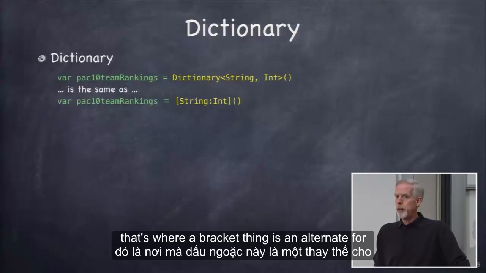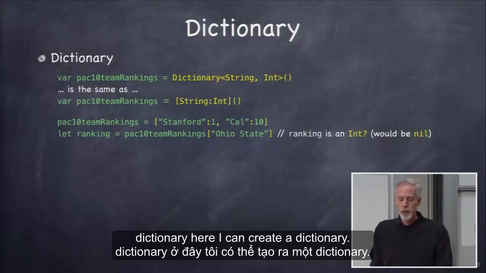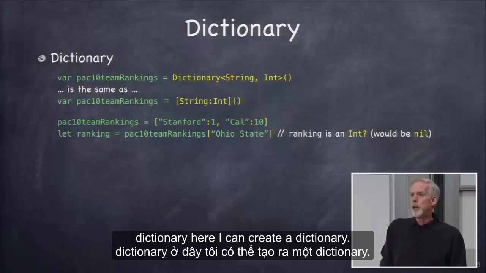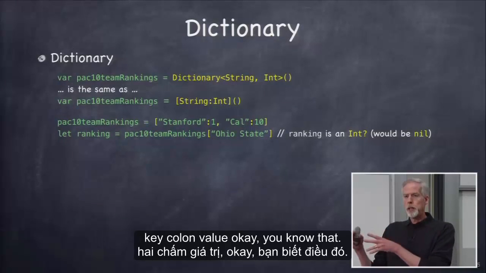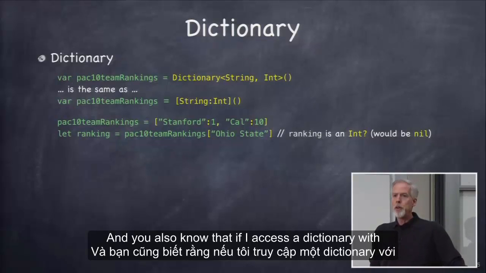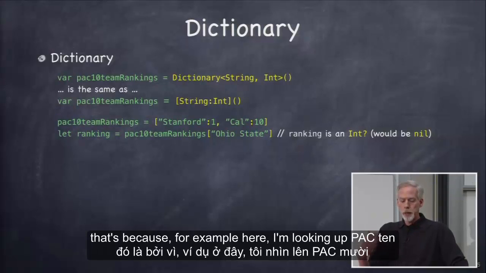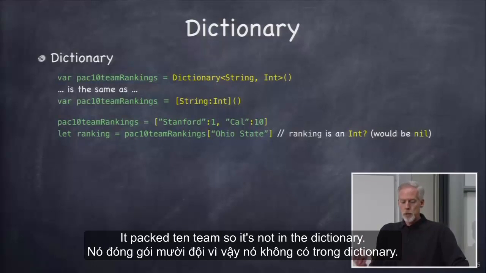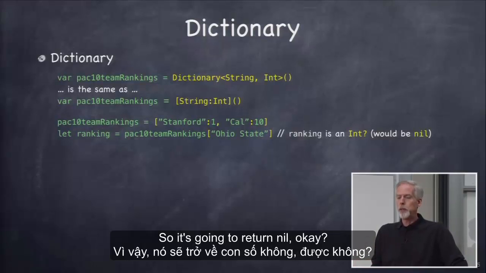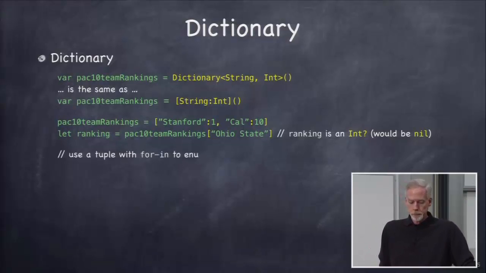So dictionary, again, that square bracket thing is an alternate for the exact same thing. So if I had a nice dictionary here, I can create a dictionary using this square bracket notation, which is just square bracket, key colon value, comma, key colon value. Okay, you know that. And you also know that if I access a dictionary with the square brackets, it returns an optional. And that's because, for example, here, I'm looking up Pac-10 team Ohio State. Obviously, that is not a Pac-10 team, so it's not in the dictionary, so it's going to return nil. Okay, so that's why when you access a dictionary, it comes back as an optional.